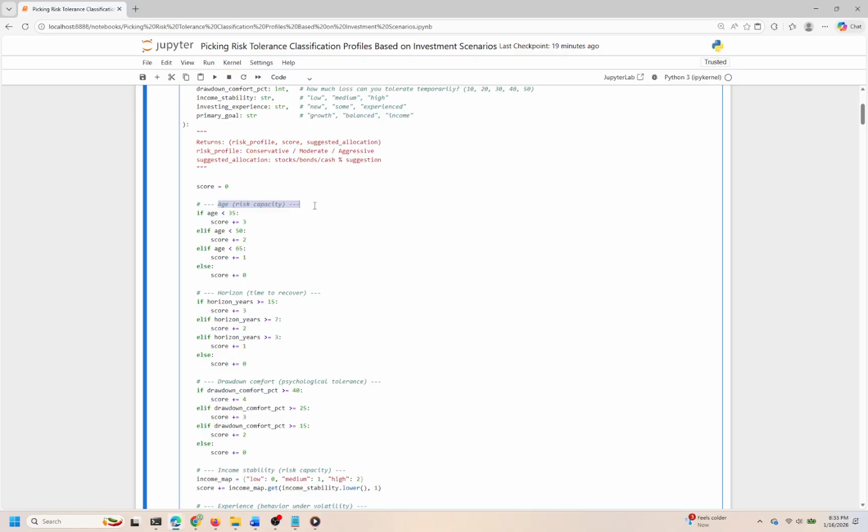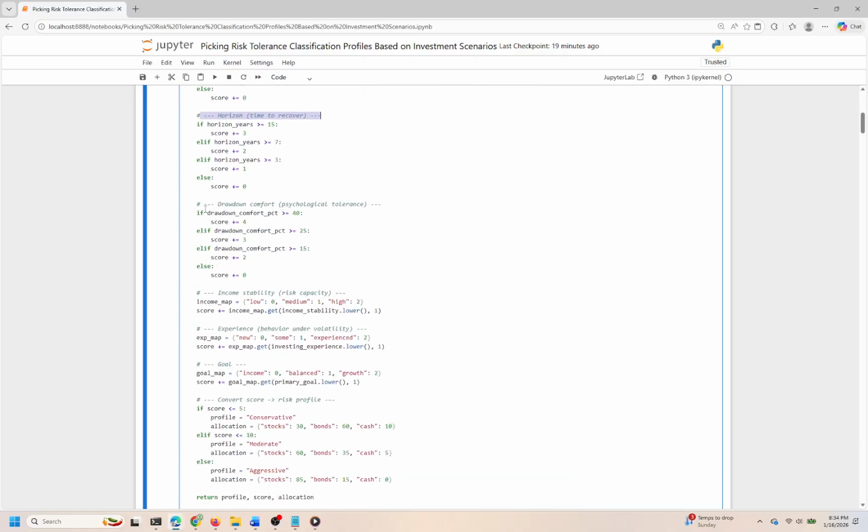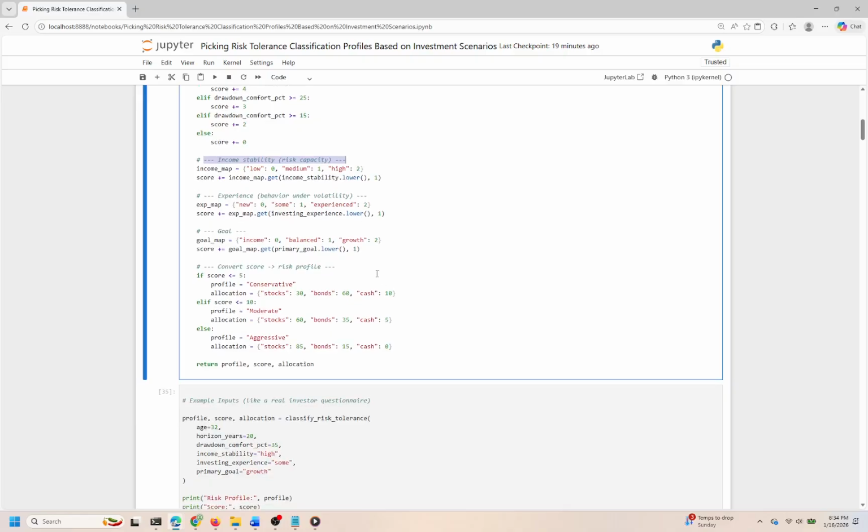Income stability also factors into this equation. A more stable income is less risky and earns additional points. Investing experience influences behavior under market volatility, so the function accounts for whether someone is new to investing or more seasoned. The final piece is their primary investment goal, which can direct the type of risk they're willing to accept. After accumulating scores from all these variables, the function classifies the individual into one of three risk profiles, along with a suggested asset allocation. For example, a conservative profile leads to a heavier allocation in bonds and cash, minimizing exposure to market fluctuations.